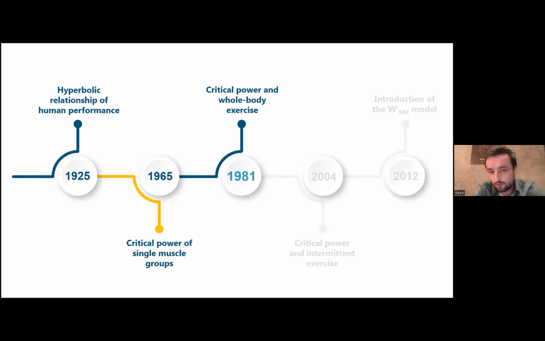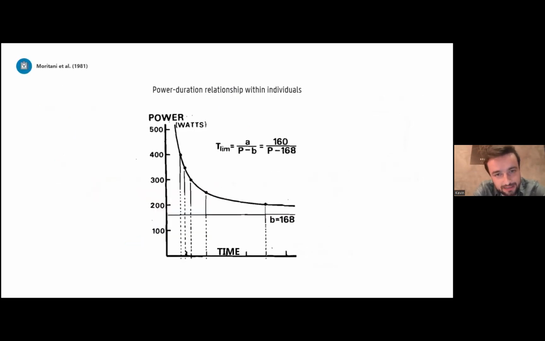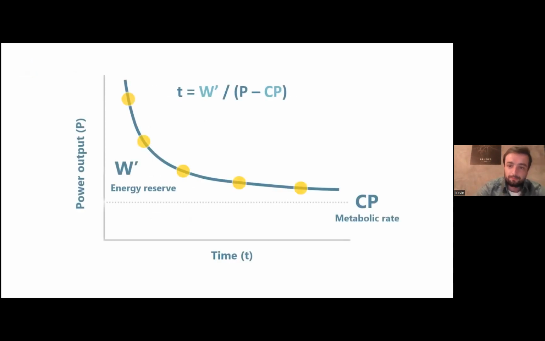Then in 1981, there was a publication by Moritani, and they found the power relationship exactly as we found across individuals with the world records. They found that within individuals. So if you let the subject come to the lab and perform constant load tests until exhaustion, you can see those dots on the graph, and you draw a regression line through that, you can see that nice hyperbolic relationship. So that's the background of what we today know as the critical power model.